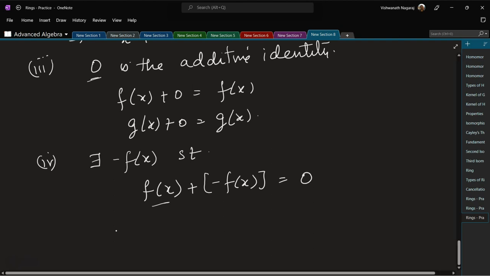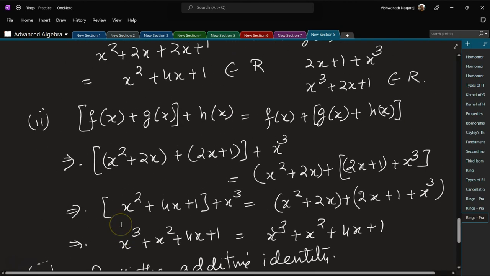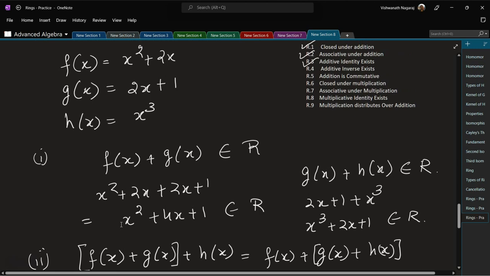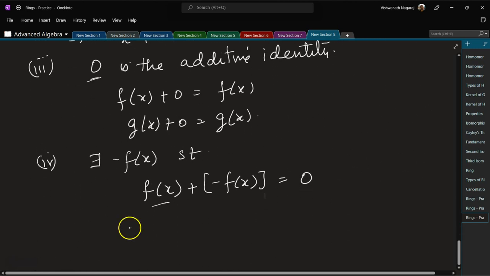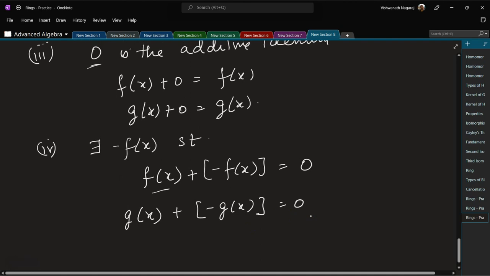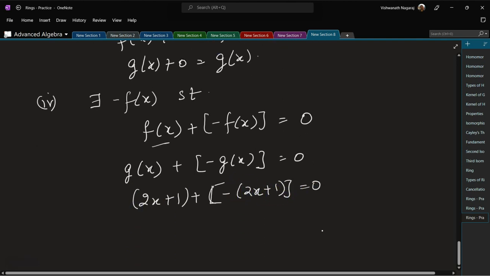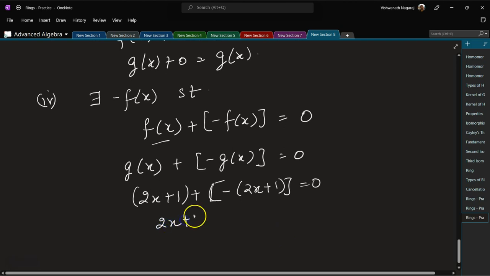So for example, if we take this itself, let's say g of x. So g of x plus minus g of x is equal to 0. And you could actually take an example: 2x plus 1 plus minus 2x minus 1 equal to 0. So 2x plus 1 minus 2x minus 1 equal to 0. So, right?